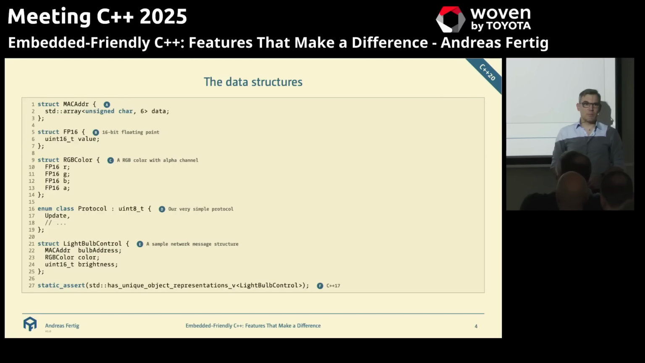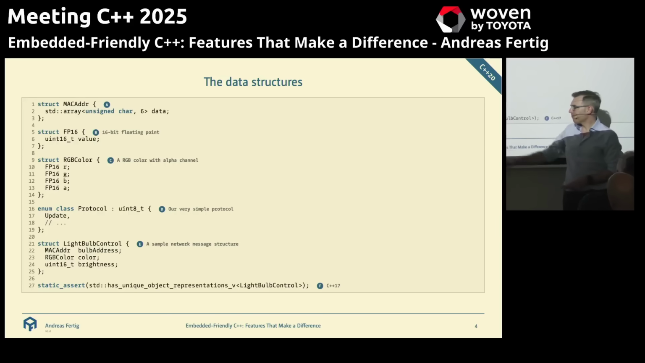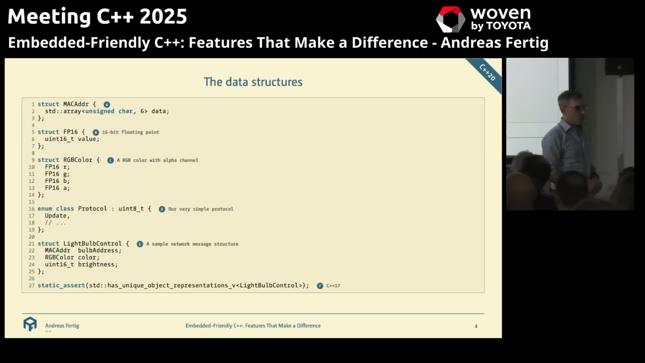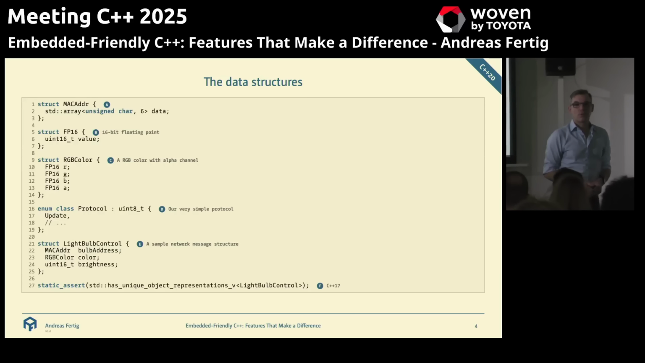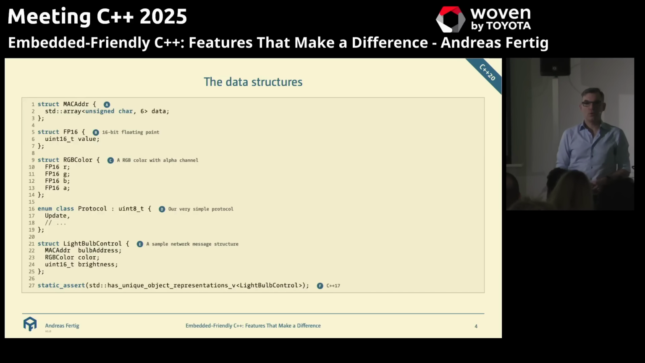And this is a simple type trait that came in with C++17. It's called has_unique_object_representations. I use it together with a static assert to assert that my light bulb control structure indeed does not carry any padding. So this is one way you can at least make certain that all the efforts you put in once will be honored in the future, and if somebody violates them, well, at least they get a heads up and can act accordingly. So this is something C++17 did for us.